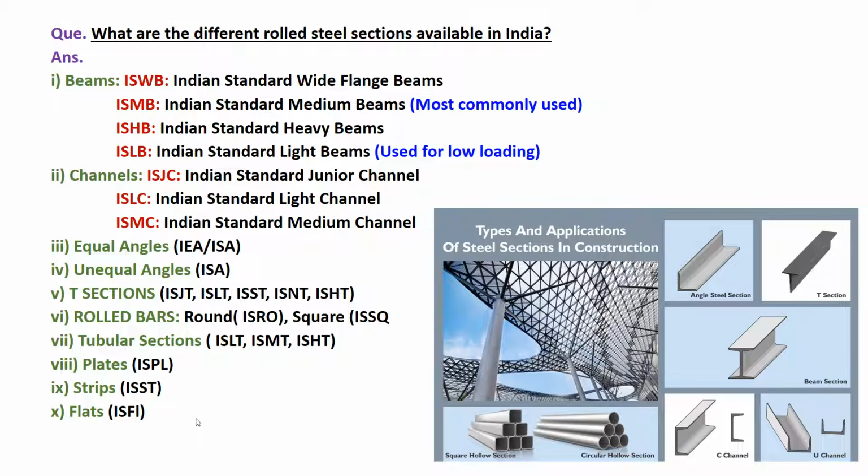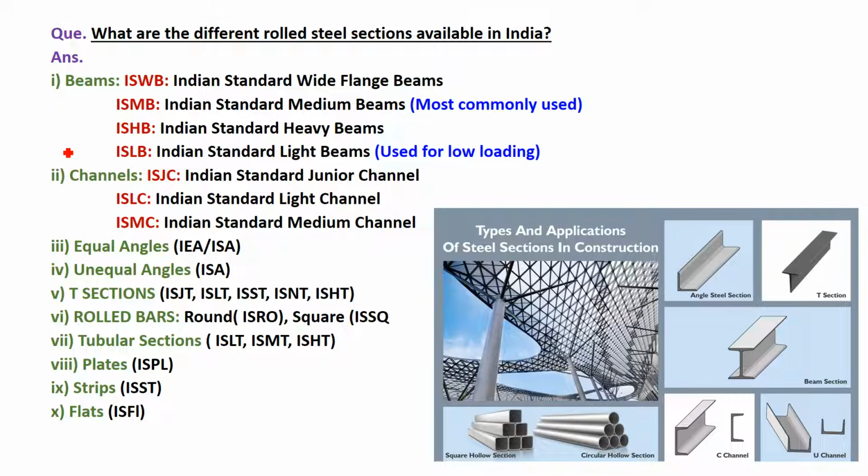Then one more important question is, what are the different rolled steel sections available in India? During our graduation, we use steel tables so many times for the design of steel structures. We use these sections many times: ISMB, ISHB, ISWB, ISA, ISEA. But many times students do not remember the full forms of all these sections which are mentioned in the steel table. So it is very important to remember all this. These are the different rolled steel sections available in India which are used in steel construction.